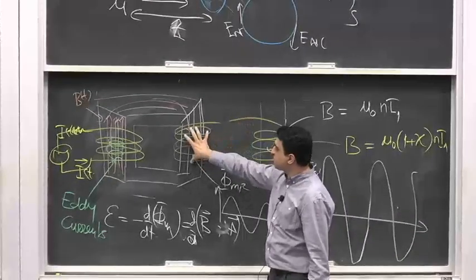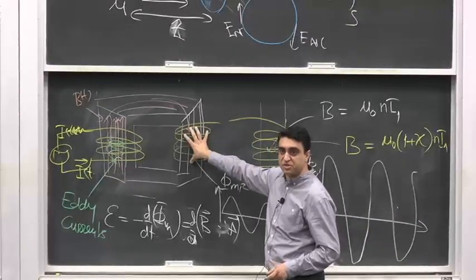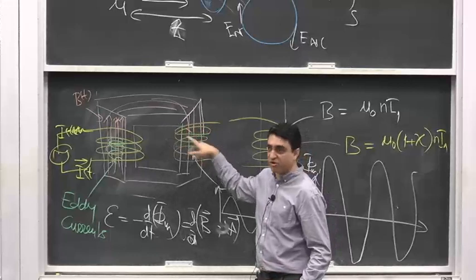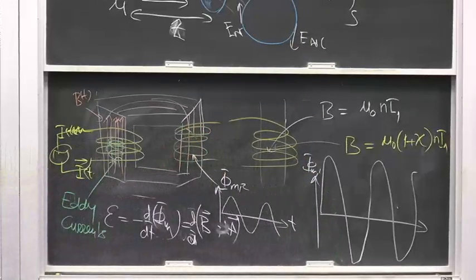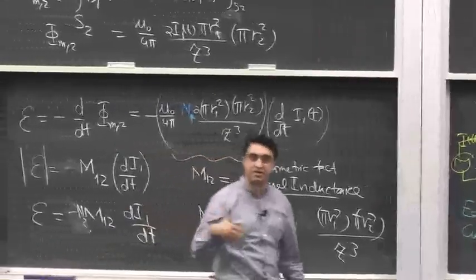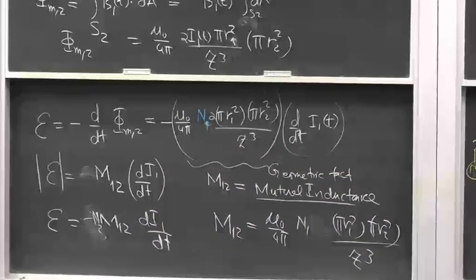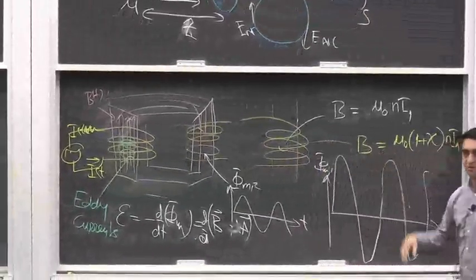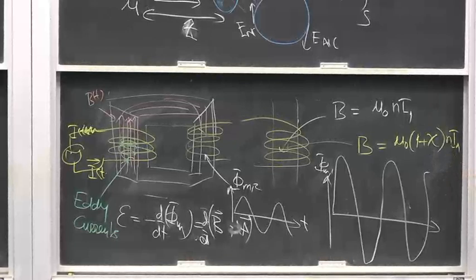And you can increase or decrease the total EMF which you produce here by just changing the number of coils. So if you increase N2, then the EMF magnitude you create is increased or decreased relative to the first coil's number of turns. So that's what this mutual inductance is.